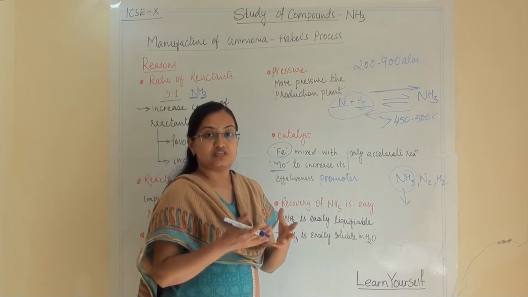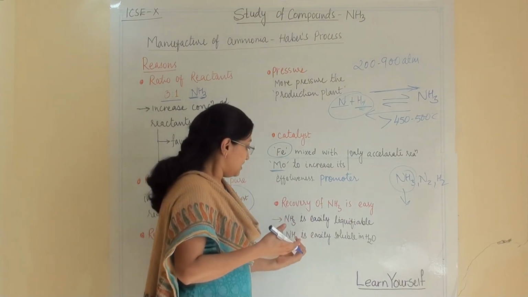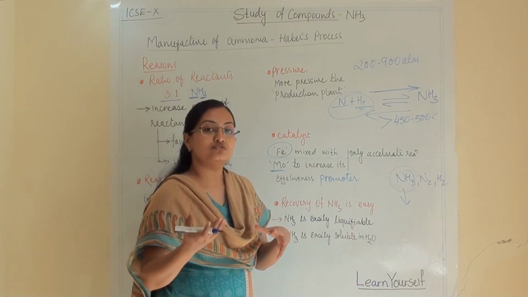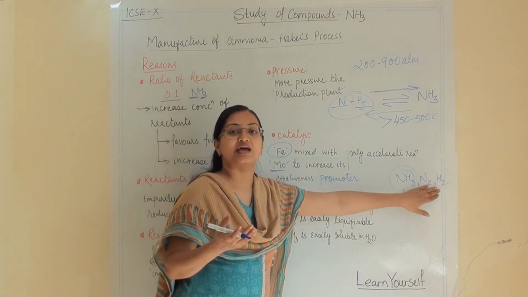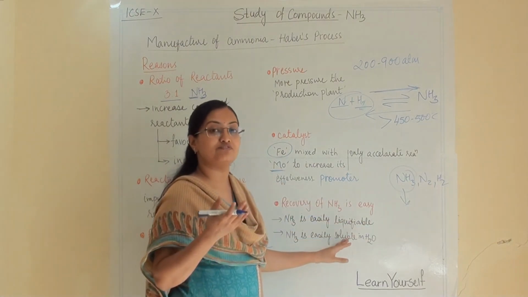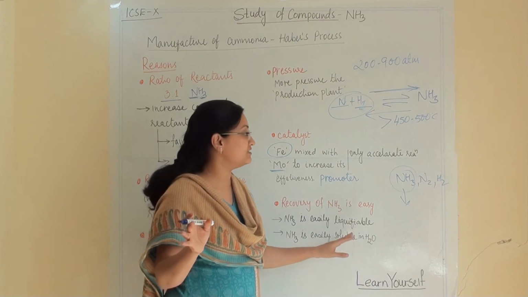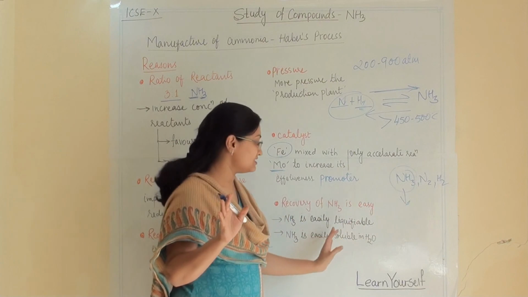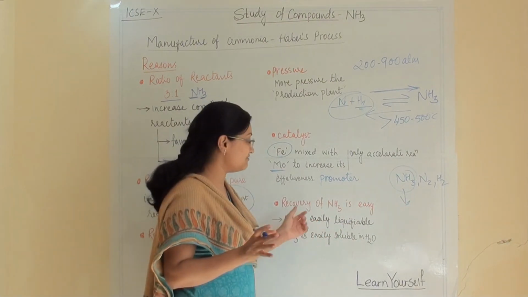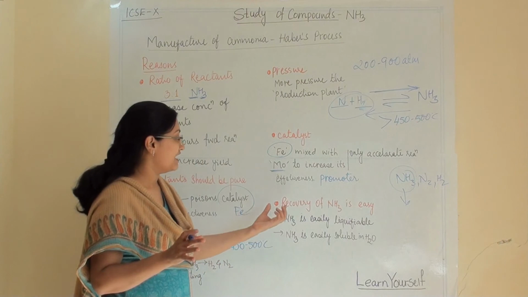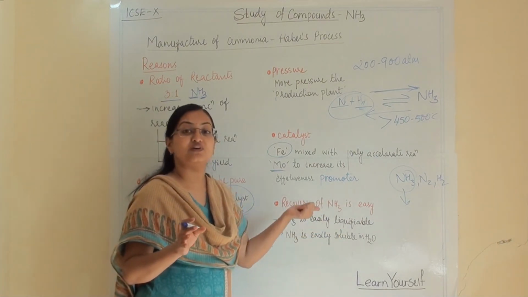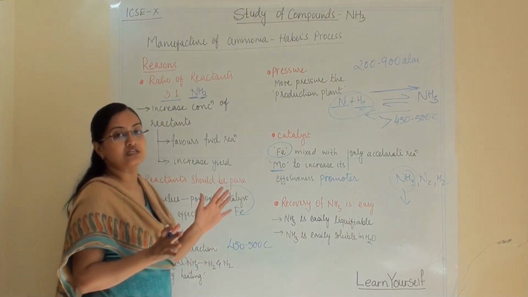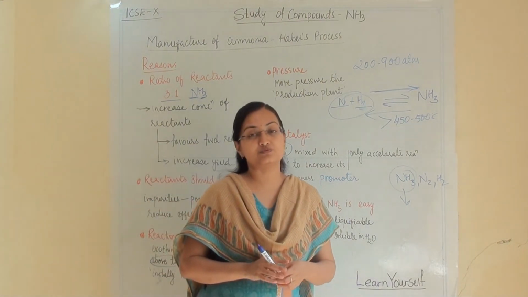Second, ammonia is easily soluble in water. You can dissolve ammonia into the water, and the nitrogen and hydrogen will remain as a gas, because the solubility of ammonia in water is very high. So this is the way you can separate the ammonia, and the recovery of ammonia is very easy in Haber's process. So this is all about the reasoning of Haber's process.